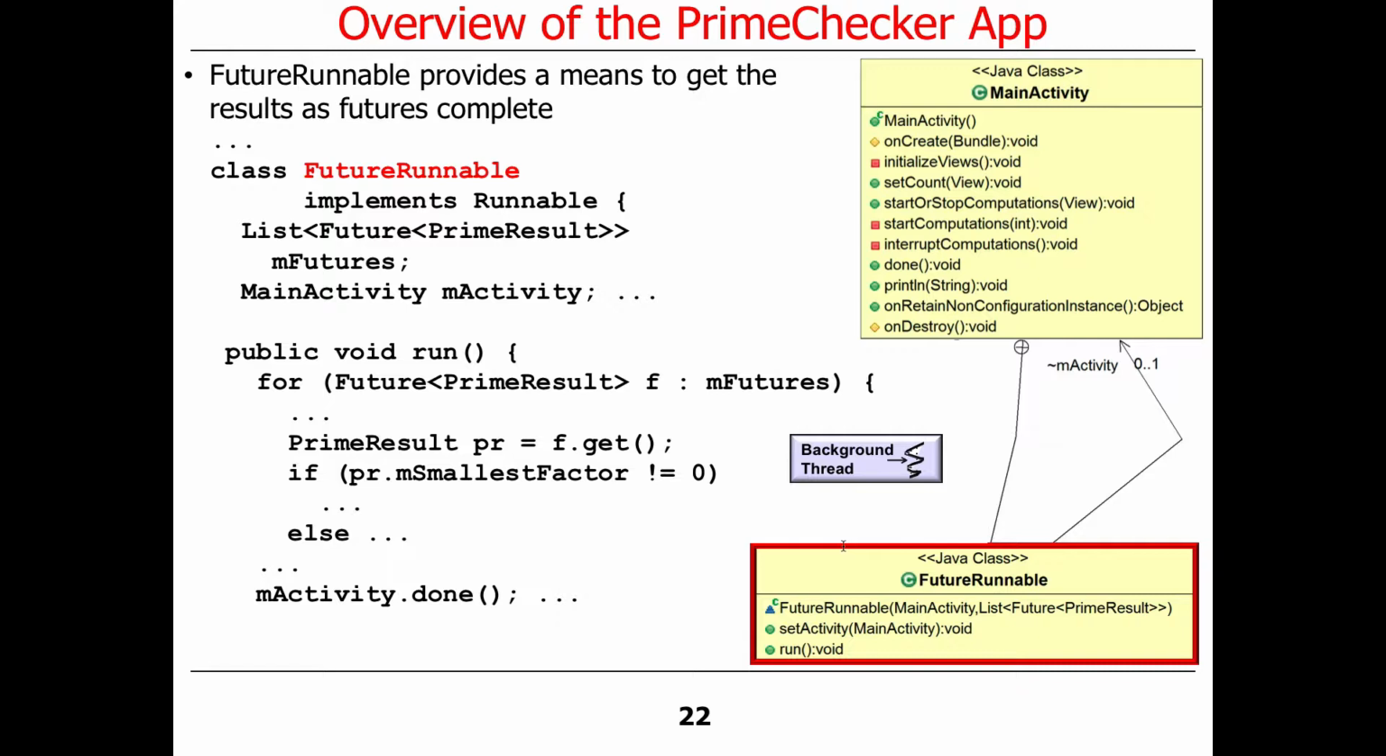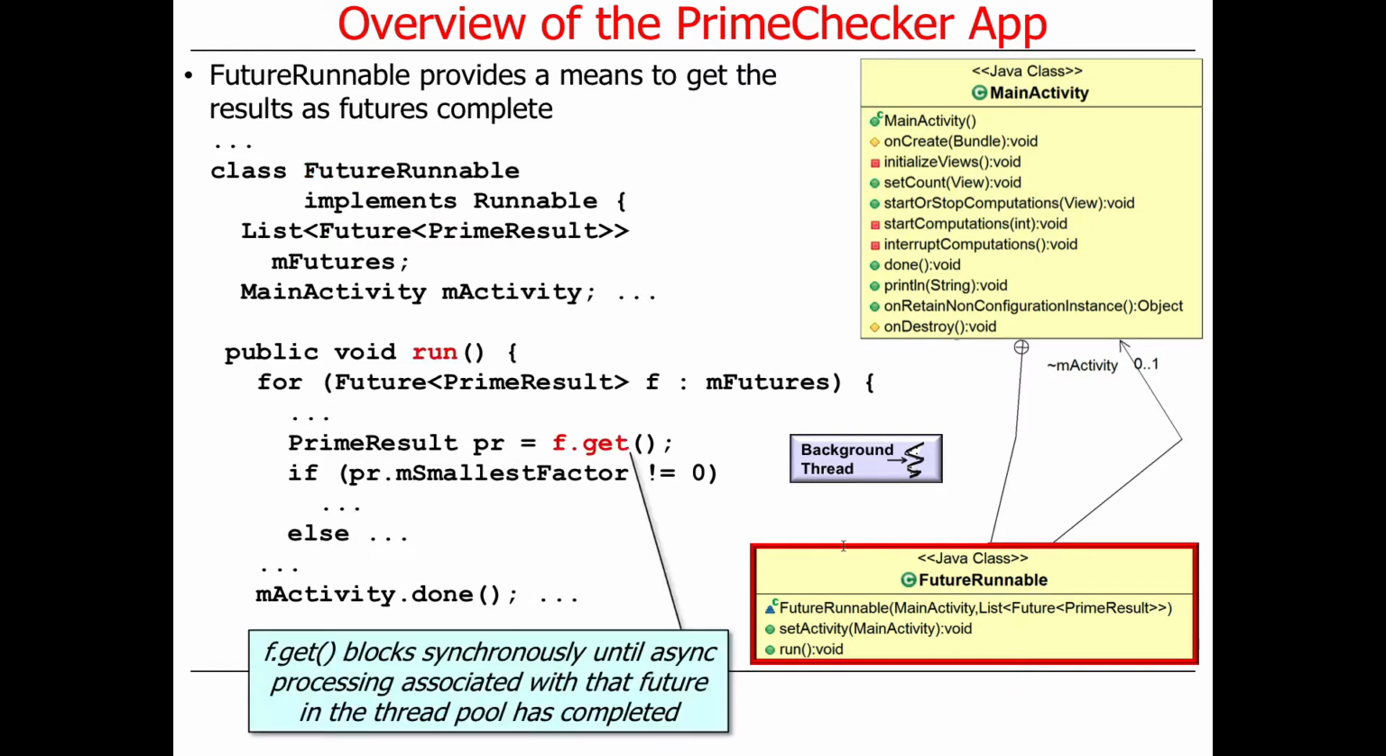And then what it's going to do is when it runs in the background, in the background thread, it's going to go into a loop, and it's going to loop through the list of futures, and it's going to get the results of each future. And this is what's often called synchronous future processing.